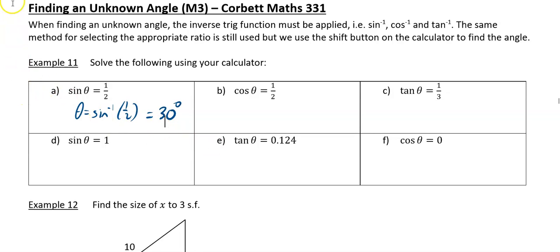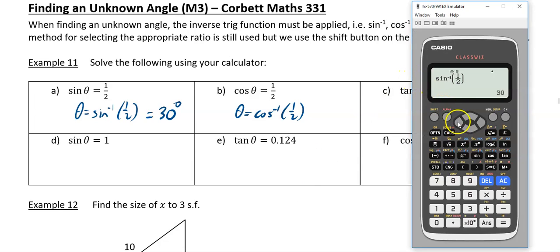Okay, very easy. For part B, same idea. Theta is going to be equal to the opposite of cos, which is cos to the minus 1 of 1/2. I'll just show you in the calculator how we can do that. So I think we've got sine to the minus 1 of 1/2 still in. We have. You could have just started again, but I'll just show you how you can use your calculator to edit it.